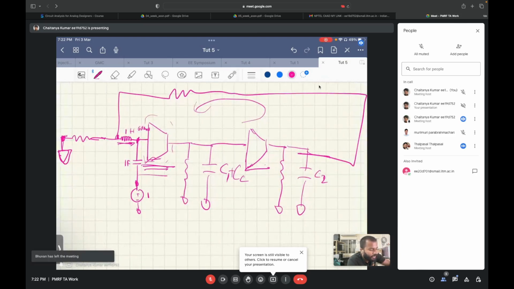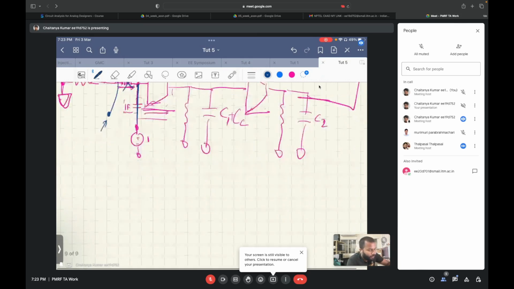But for AC signals, since this 1 Henry and 1 farad are very huge, even for very low frequencies this inductor will behave as open and this capacitor will behave as short. So for AC analysis, this inductor will go away, this capacitor will get shorted, and again you can plot the AC response over here and check the loop gain.